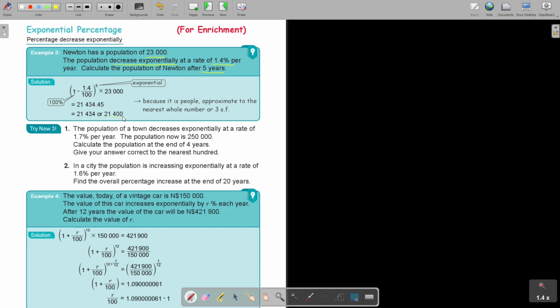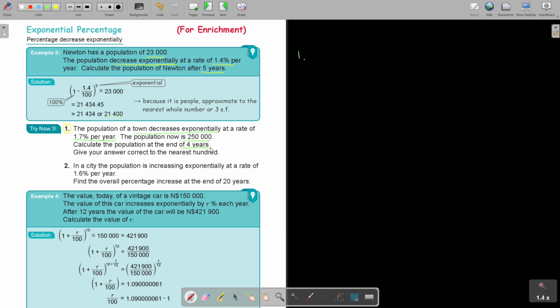Okay. I want you to stop the video, and I want you to do number 1. Again, you can continue the video as soon as you are finished. Let's start with number 1. The population of a town, it's again decreased exponentially at a rate of 1.7% per year. The population is 250,000. Calculate the population at the end of 4 years.